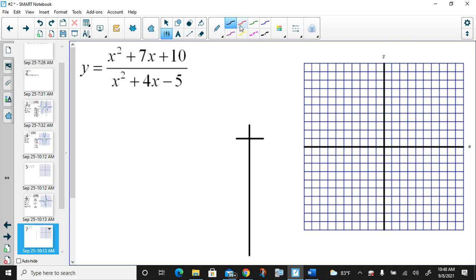Okay, and the horizontal asymptote. You can look at the original function, right? So how did the degrees compare?